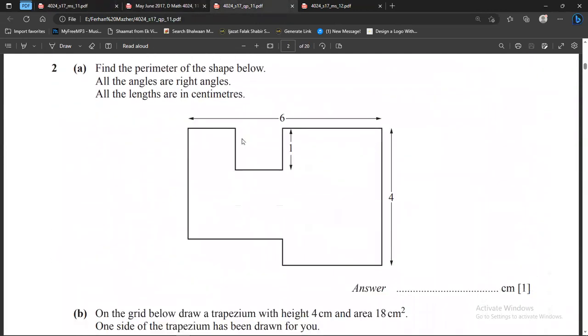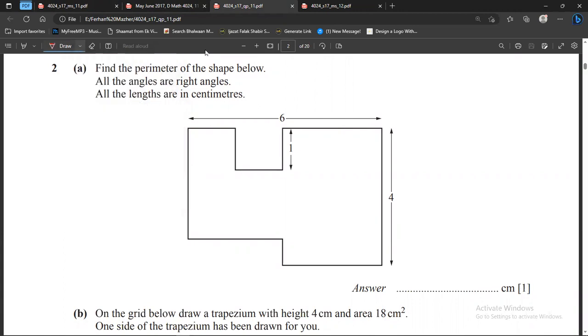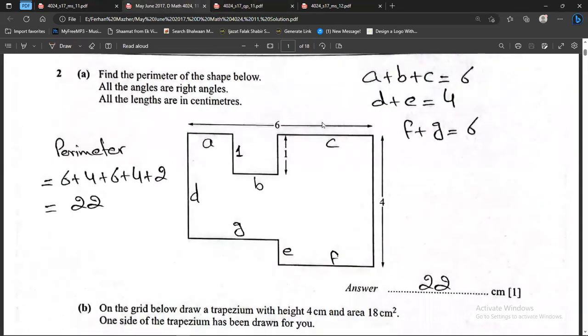Question number 2, find the perimeter of the shape below. All the angles are right angles and all the lengths are in centimeters. This question is a little tricky, so try to understand. Okay, so here we go. This whole thing is 6, this whole thing is 4. This thing is 1, this thing is also 1. So remember, let me show you, I have done this. Suppose this length is A, this is B, this is C. A plus B plus C is 6.